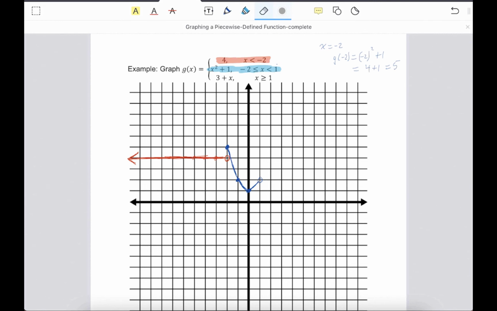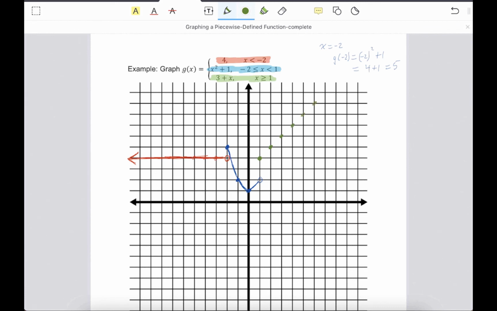Now moving on to the third piece, we have 3 plus x, and that's for x greater than or equal to 1. 3 plus x, x is greater than or equal to 1. So if we plug in 1, 3 plus 1 is 4. And we get the point 1, 4, which is right here. If we plug in 2, we get 5. 3 plus 2 is 5. 3 plus 3 is 6. And so on.